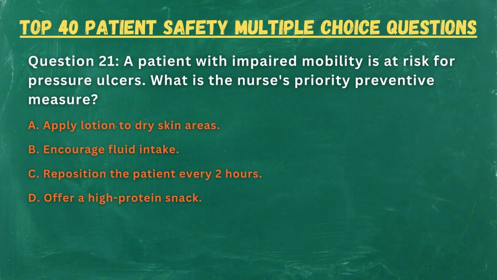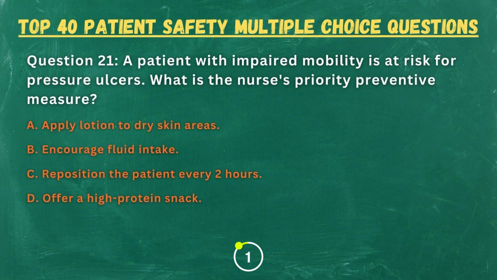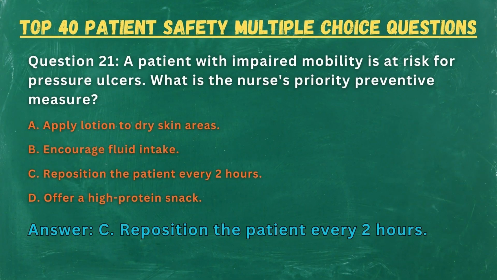Question 21. A patient with impaired mobility is at risk for pressure ulcers. What is the nurse's priority preventive measure? A. Apply lotion to dry skin areas. B. Encourage fluid intake. C. Reposition the patient every 2 hours. D. Offer a high-protein snack. Answer: C. Reposition the patient every 2 hours.